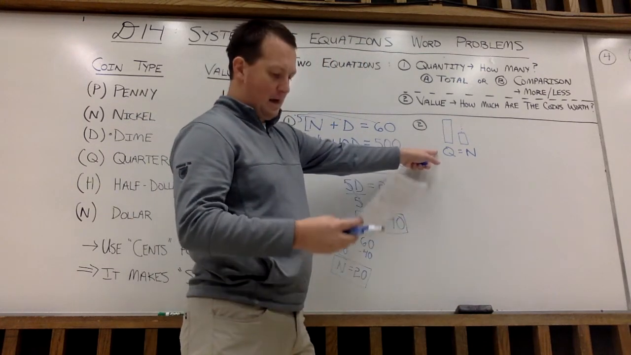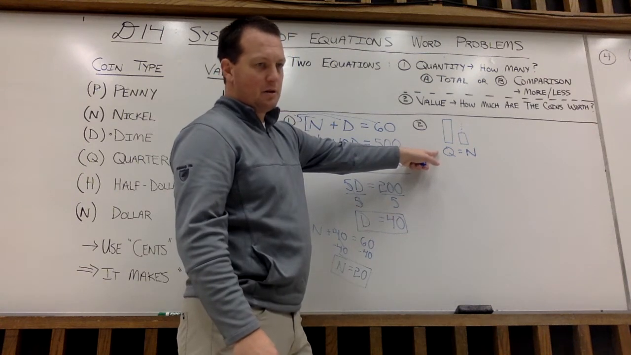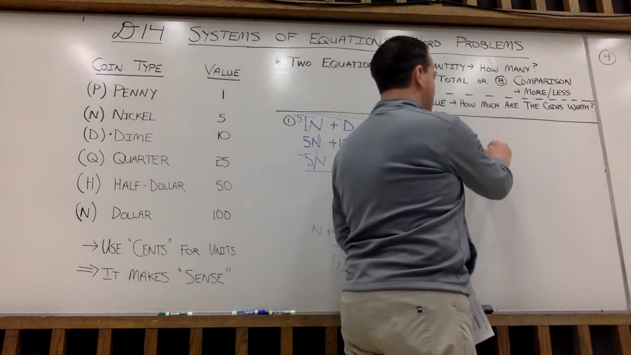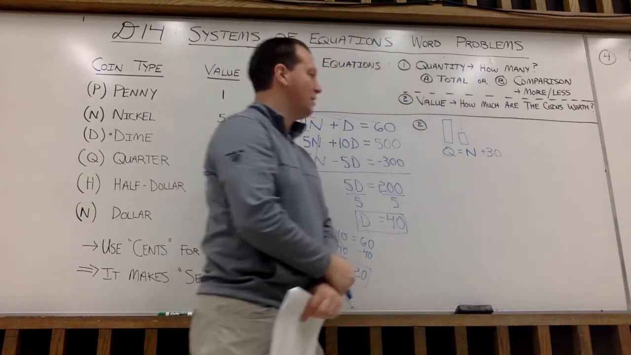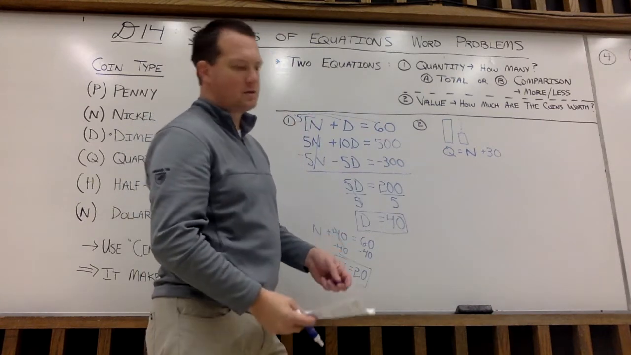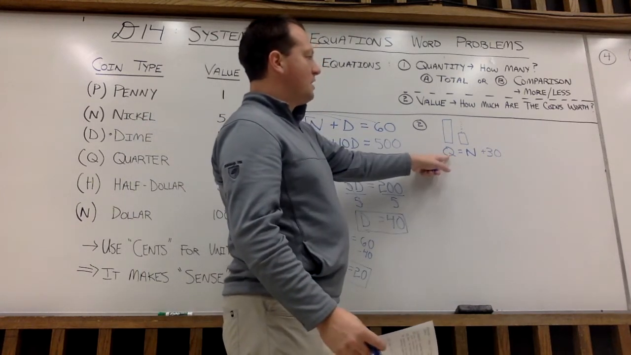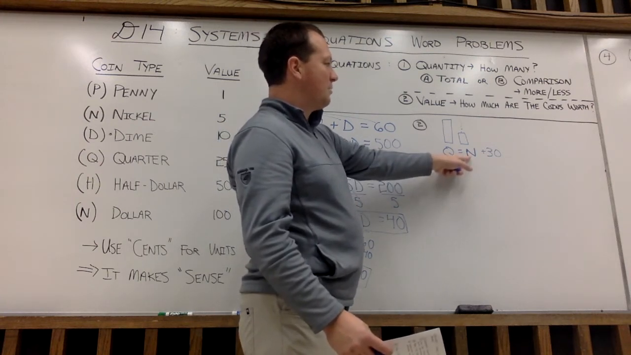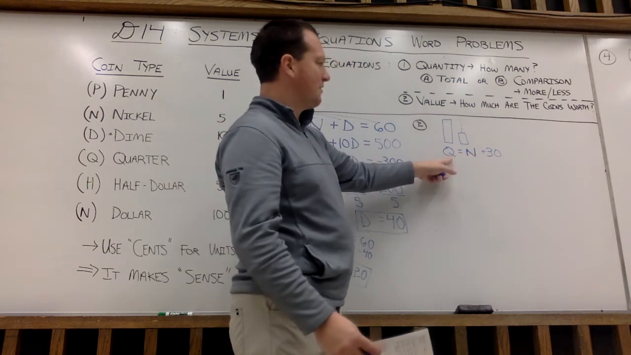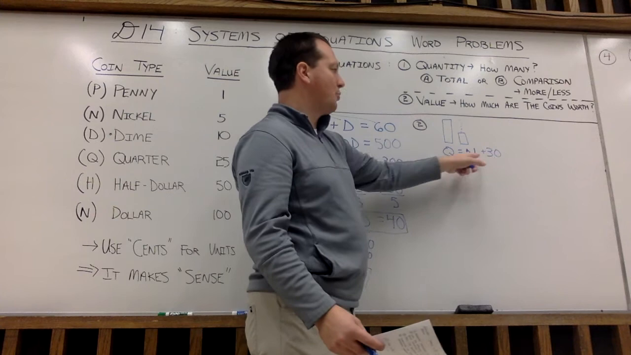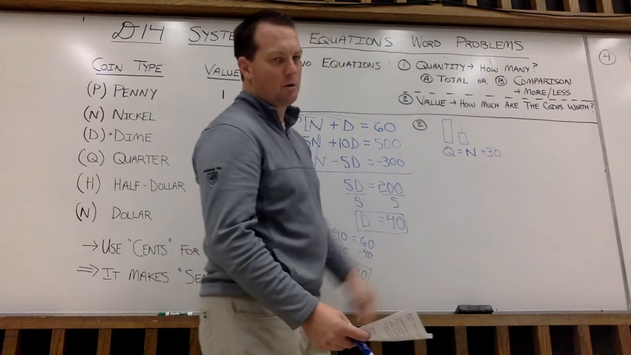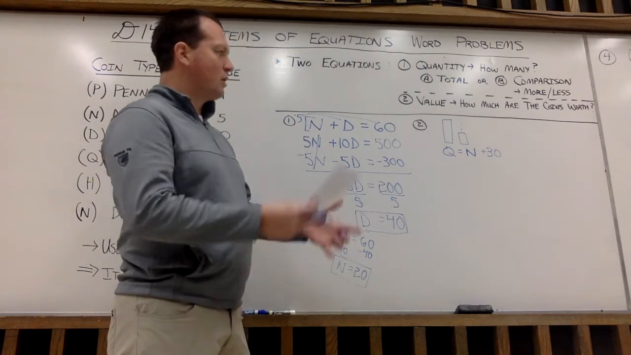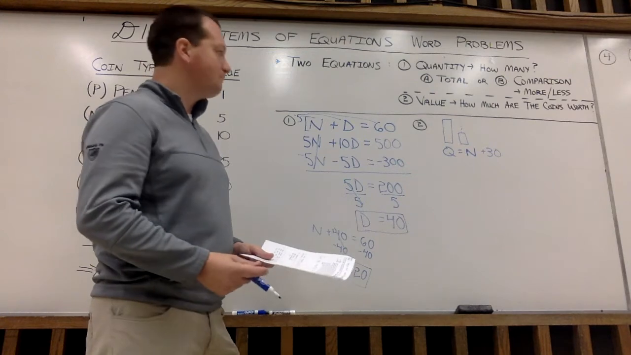Well, if I have 30 more quarters, I would need to add 30 to my nickels, so I would have the same number of quarters and nickels. For instance, if I had 70 quarters and 40 nickels, 30 more quarters than nickels, I would need to add 30 to 40 to make 70. So in general, I always need to add 30 to my number of nickels to equal the number of quarters. So that can be a little challenging. So work with me. Let me know if you have questions on that comparison setup ever.